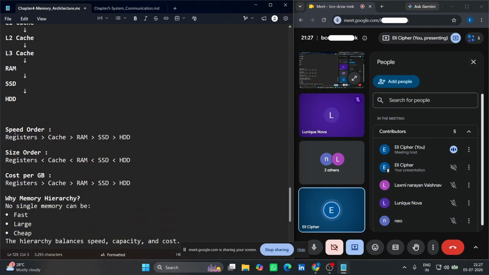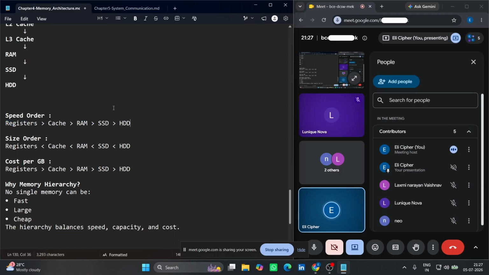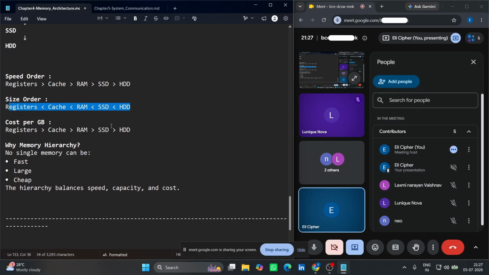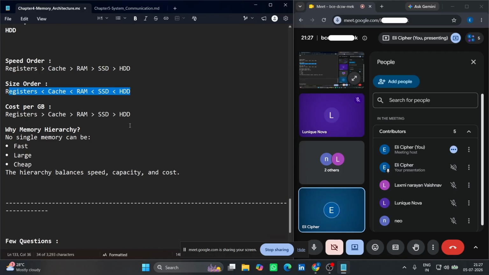Here, in speed order, we can see that register is fastest, then cache, then RAM, SSD, HDD. In size, sorry, here HDD has the largest, then SSD, RAM, cache. Cost per GB, right? It is basic. We need not take a look at this, but I think with this you can understand why the systems are becoming more expensive.